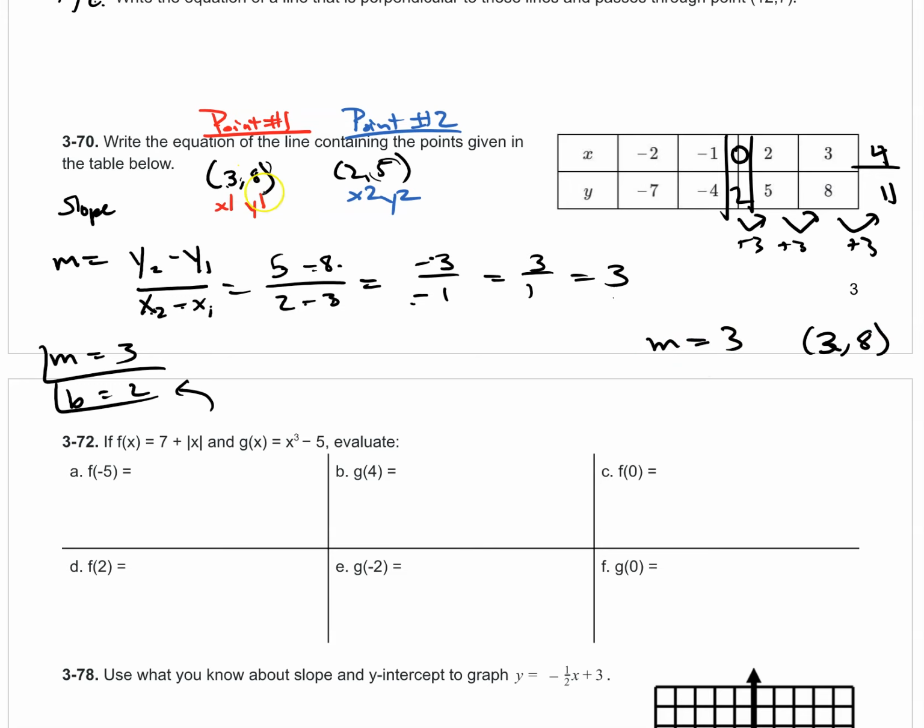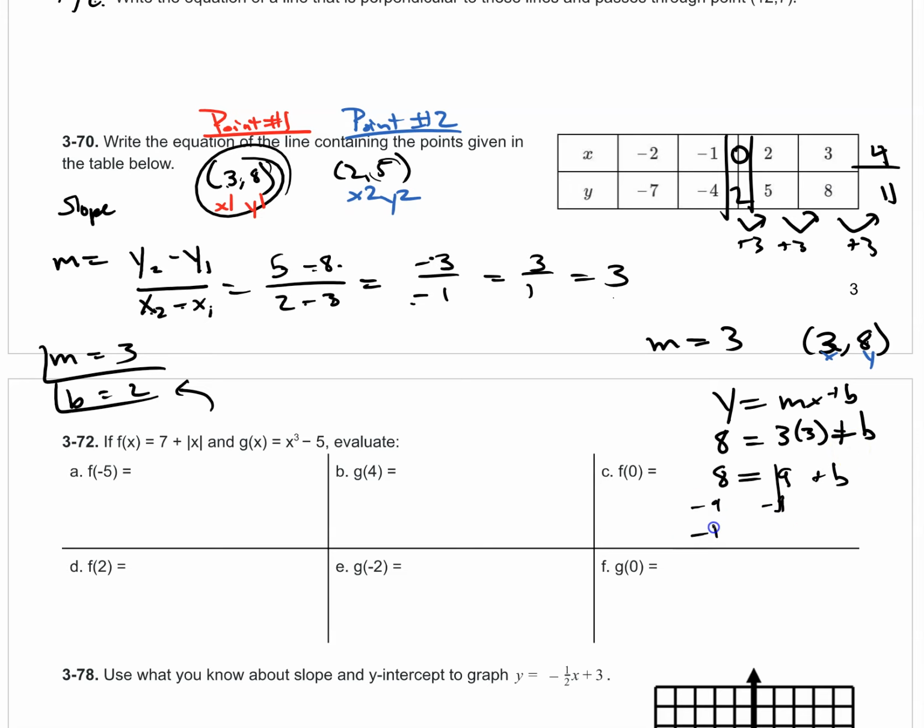But the other way you can get this number is plug in 3, leave b. So you can take the slope, pick a point, and let's plug it into y equals mx plus b. This is x, that's y. And let's see if we can get b equals 2 out of this. So plugging in 8 for y, 8 equals, m is 3, 3 times 3, plus b. Okay, so we're going to have 8 equals 9 plus b. And take away 9, that's going to be -1.